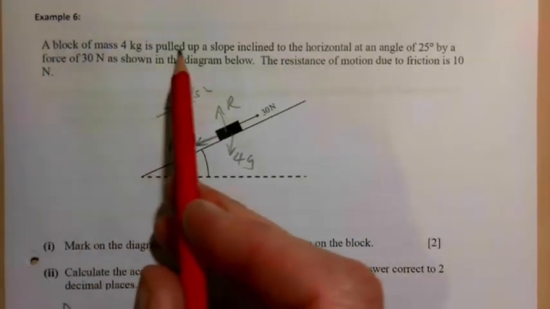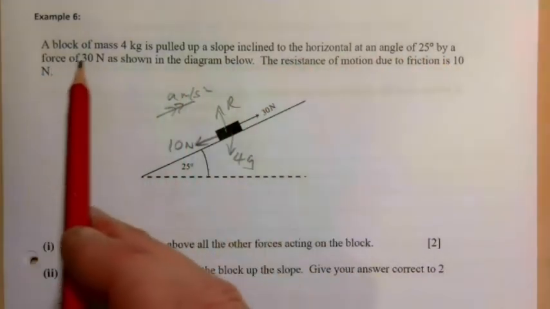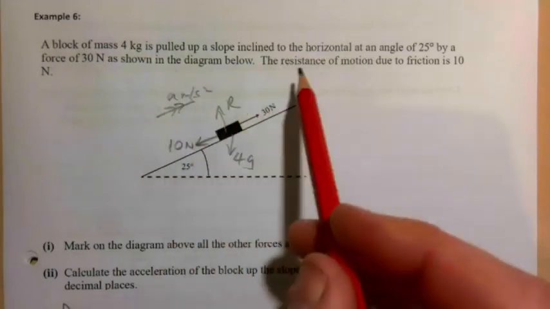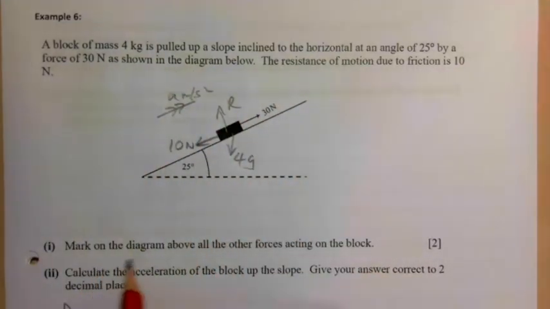A block of mass 4 kilograms is pulled up a slope inclined to the horizontal at an angle of 25 degrees by a force of 30 newtons as shown in the diagram below. The resistance of motion due to friction is 10 newtons. Mark on the diagram above all the other forces acting on the block.